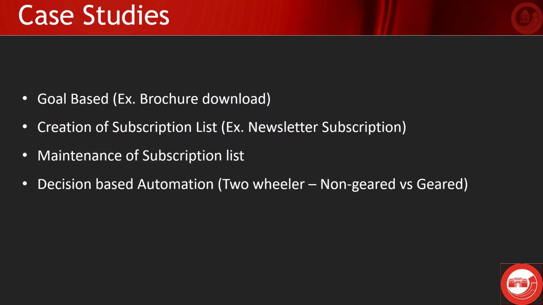So let's say your diamond says two-wheeler. Is the user interested in geared or non-geared? And then you can send the emails based on that, right? If it is false, then you send them an email with, let's say, the top 3 non-geared bike options for you. And if it is a geared one, then you send them the top 3 geared bike options for you, right? So these are the case studies of marketing automation.